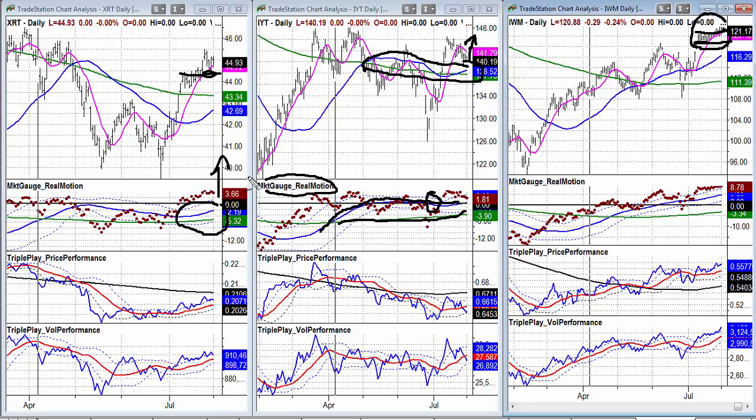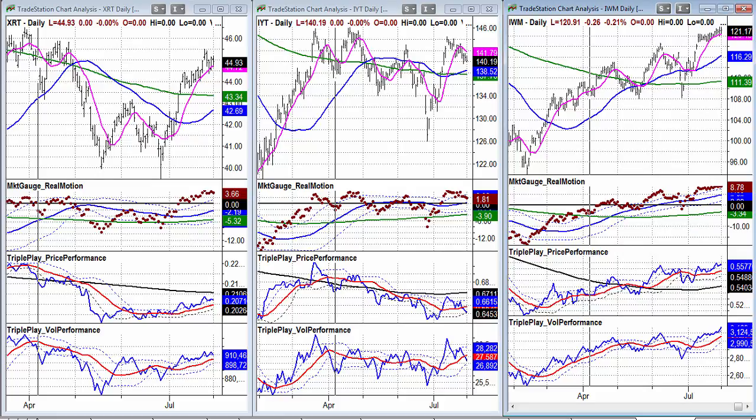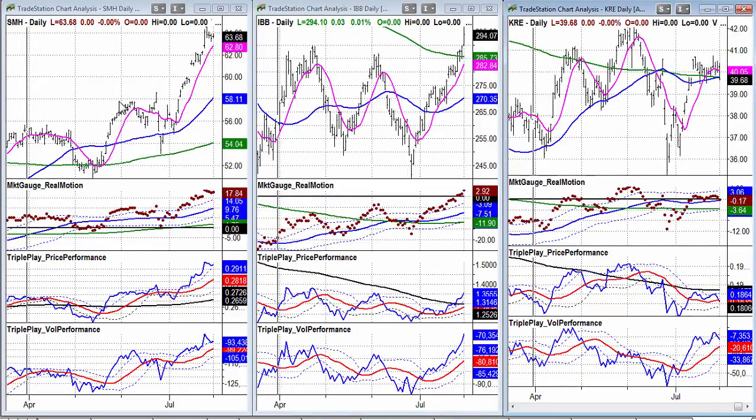All right, now let's go to one other key chart. I said there were 6 charts. These are 3 of them, XRT, IYT, and IWM. The other 3 are SMH, IBB, and KRE. Now we can see here that KRE is really not cooperating whatsoever, unable to really break out of this consolidation here, and in fact yesterday closed lower. So despite its Real Motion being in gear, it's not cooperating and moving higher.